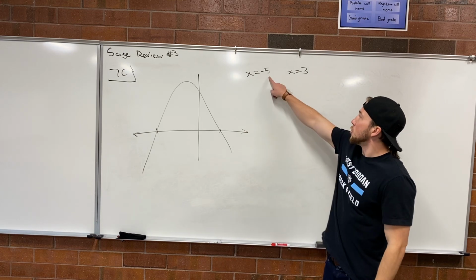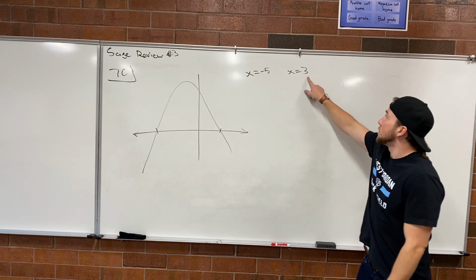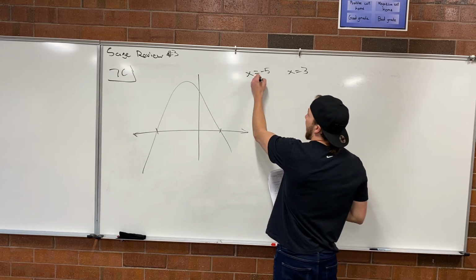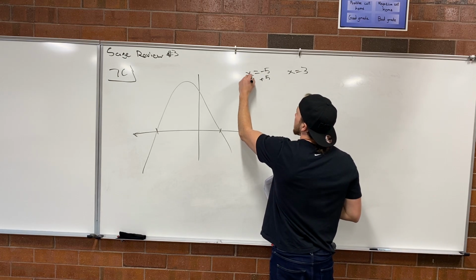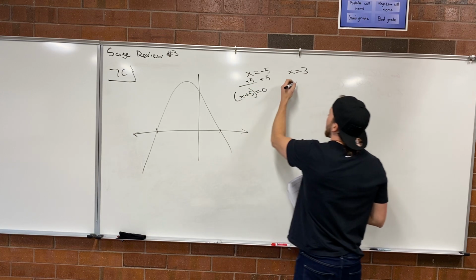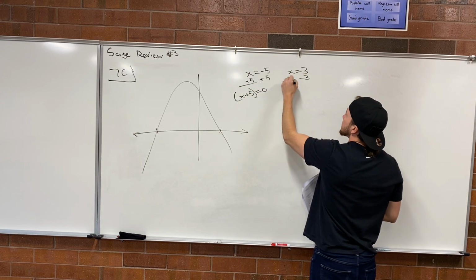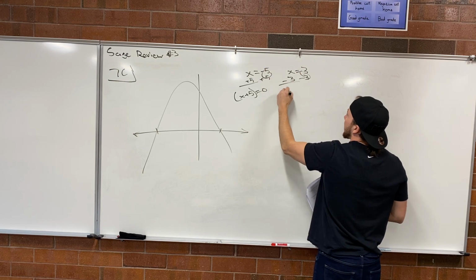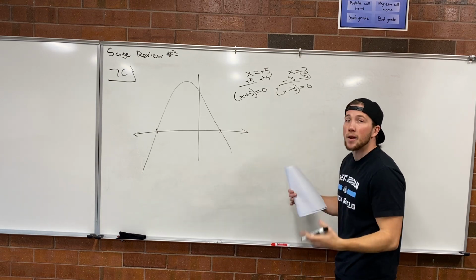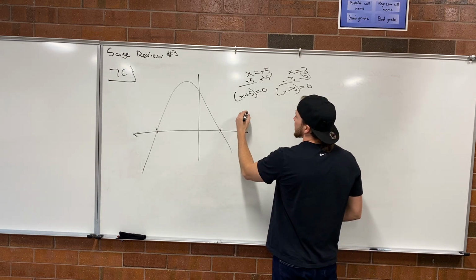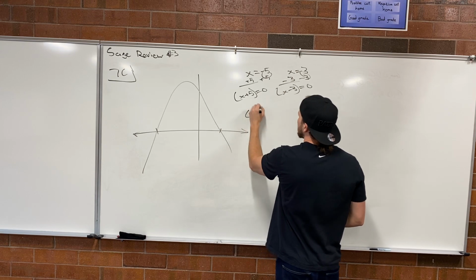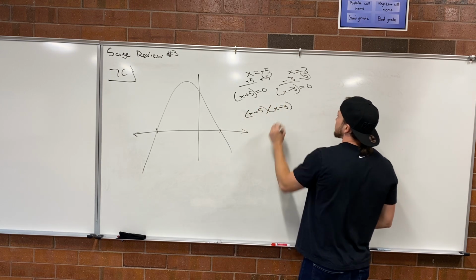So now we're going to move this over here and this over here, and we're going to have the factored form of an equation. So I'm going to add 5 to both sides and I get x plus 5 equals 0. And then I do -3 on both sides and I get x minus 3 equals 0. Now I can put these, this is part 1 and part 2. We did this in the last stage review. We can basically do x plus 5 times x minus 3.